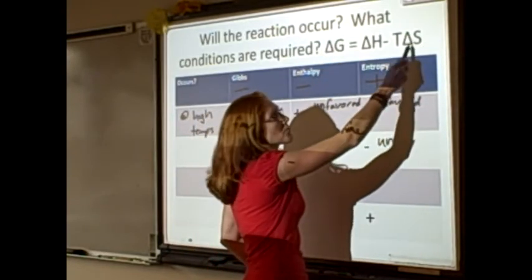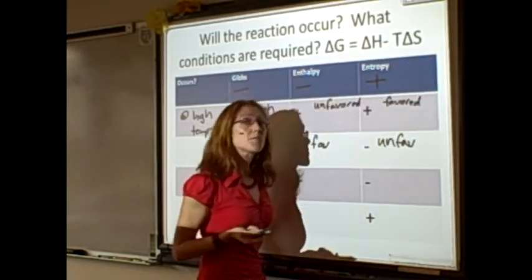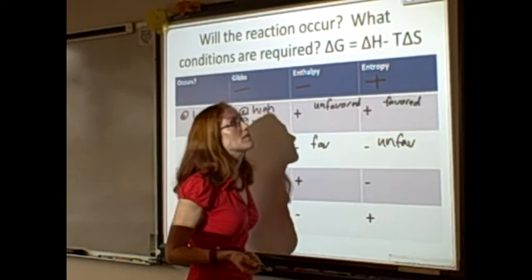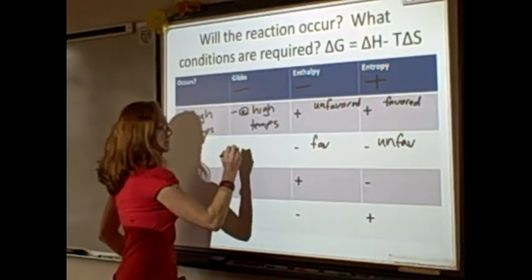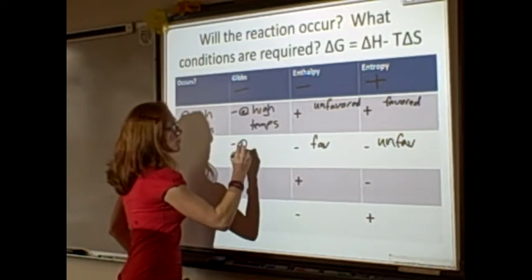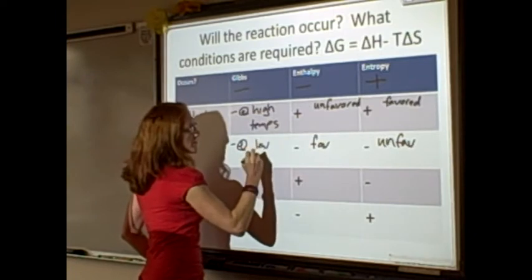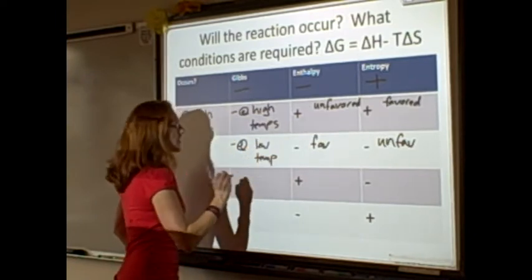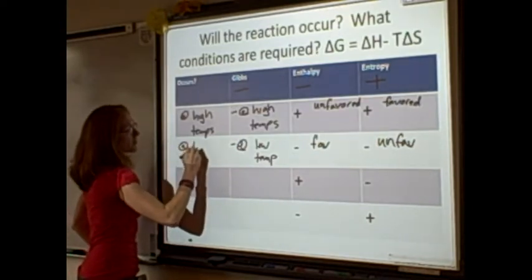Meaning, if this is going to be negative, negative times negative makes this part positive. We need a negative Gibbs for this reaction to be spontaneous. So we want this to be more important than that. That means this reaction will occur when temps are very small, so at low temps. So you'll have a negative Gibbs at low temps. That means this reaction will occur at low temperatures.